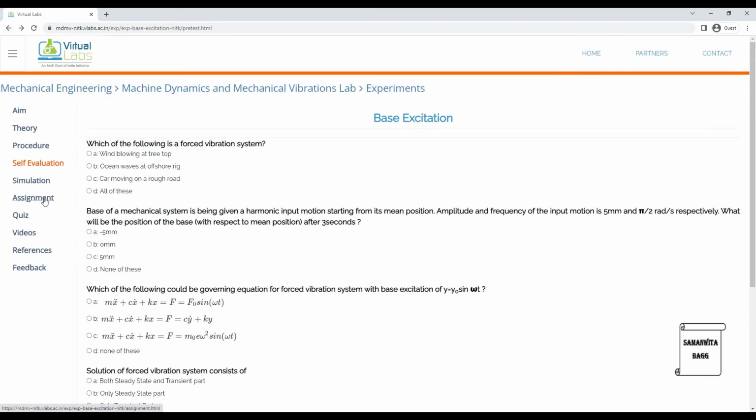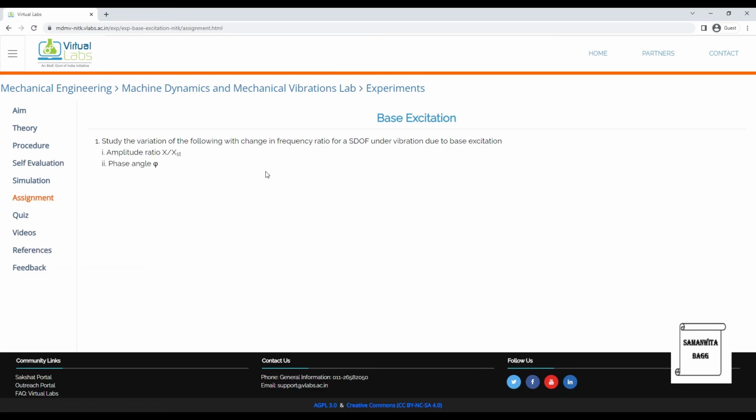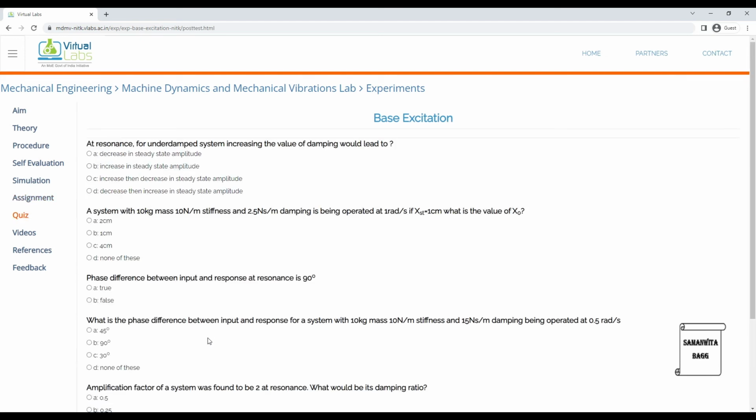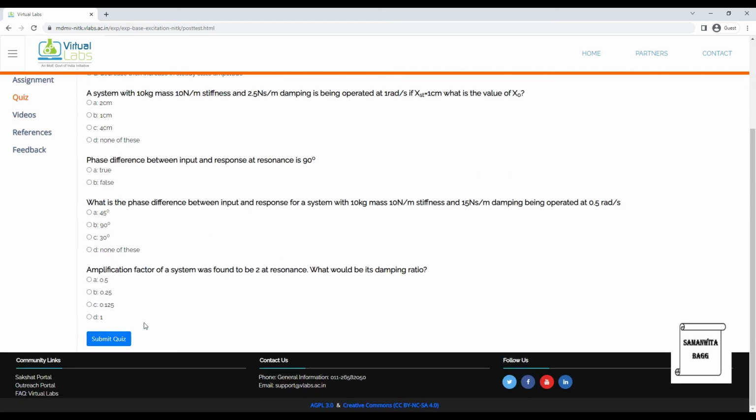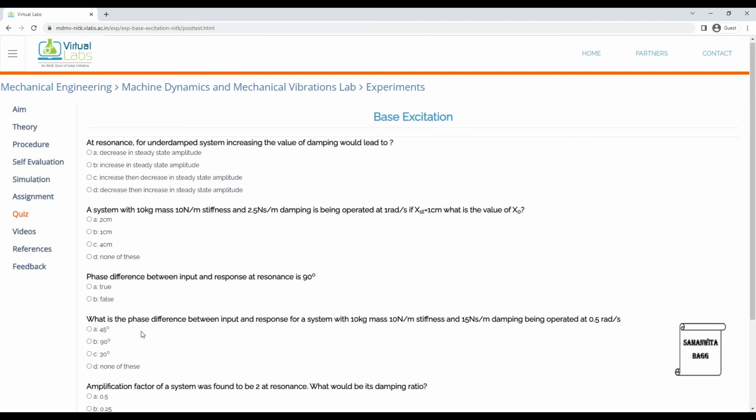Next, we will go to the assignment tab. You can see here, you can just try this question. Next is the quiz tab. Here you can solve these questions and figure out the answers. You just have to click on it and submit the answer. If it is wrong, it will give you a wrong mark. Otherwise, you will get the right answer.